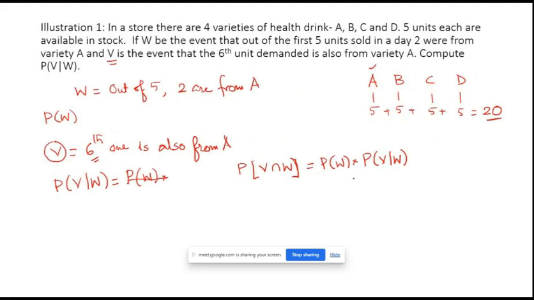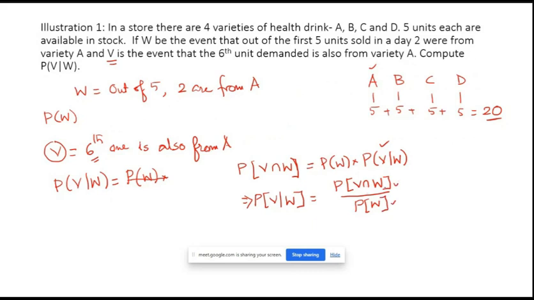Now, because I am interested in computing the probability of this, I write the probability that the 6th unit is from A when it is known that already 2 of them are sold out of the 5. This is equal to probability of B intersection W divided by probability of W. That means I have to separately compute this and I have to separately compute this.